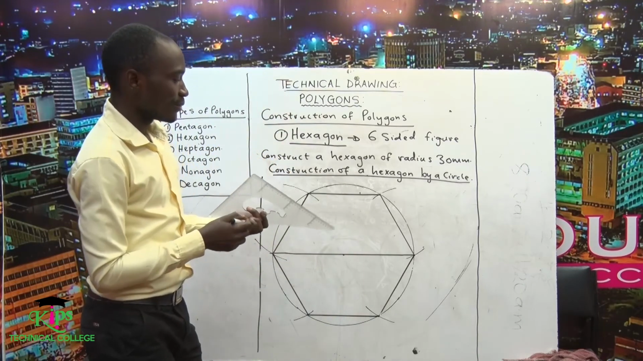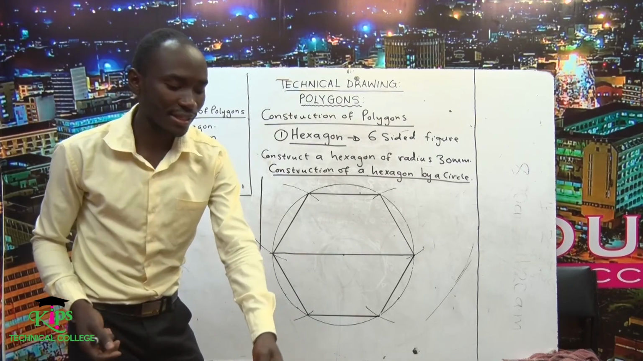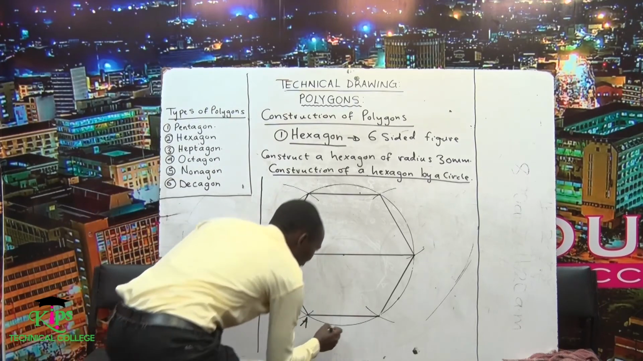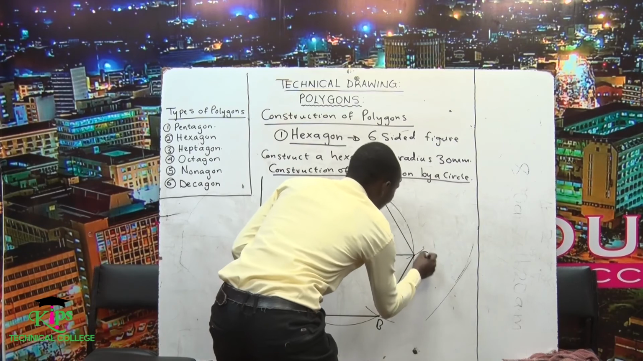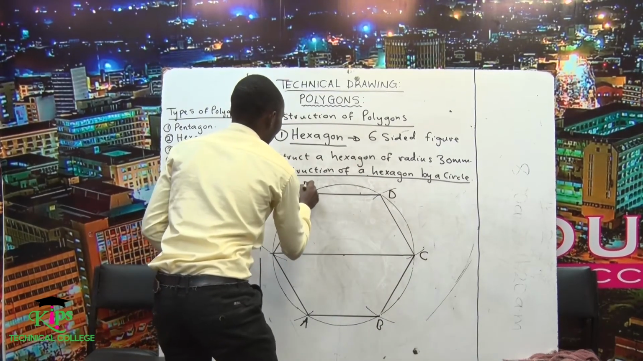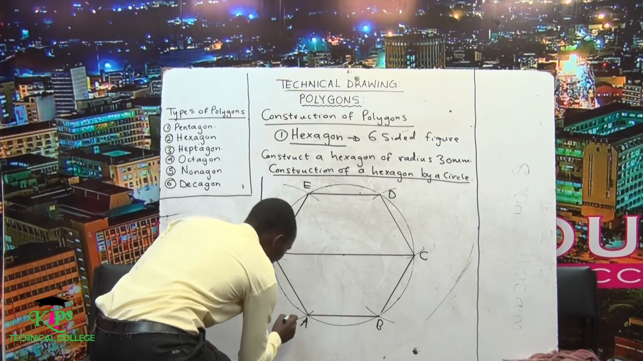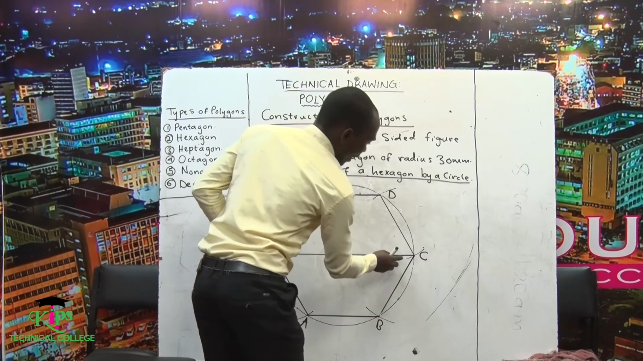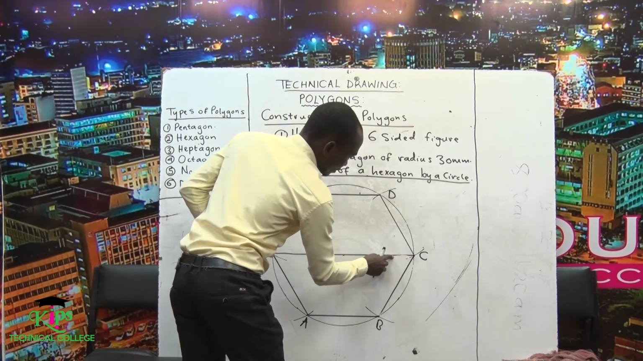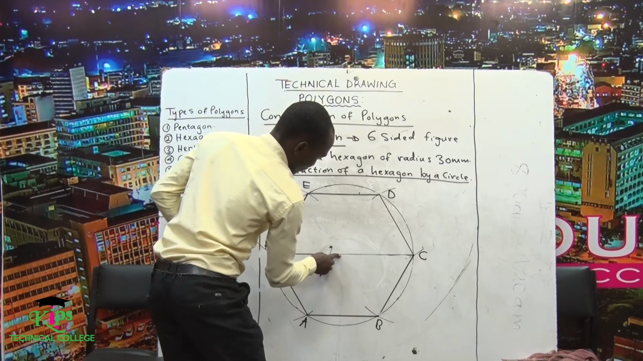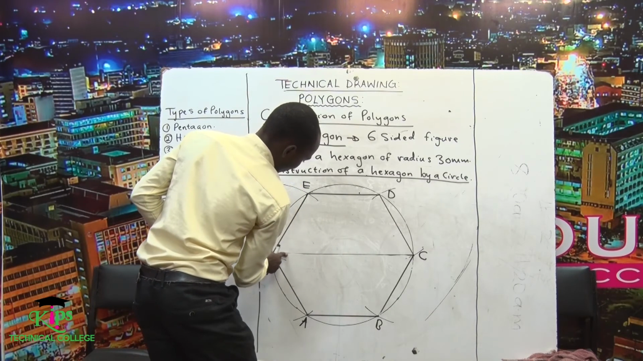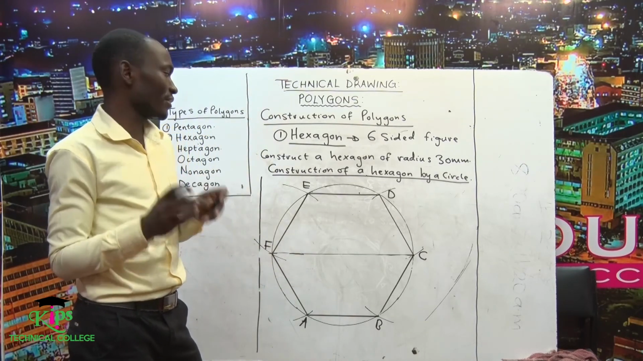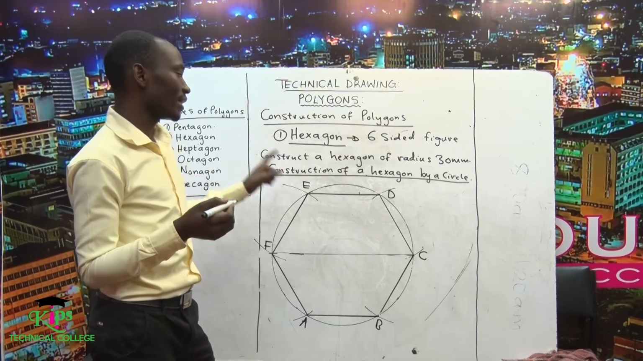So you can see now this is a 6-sided figure. So this is my A, B, C, D, E, F. So this figure has got 6 sides.